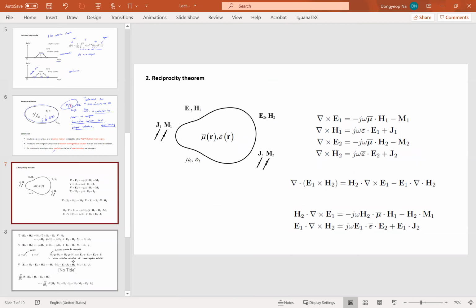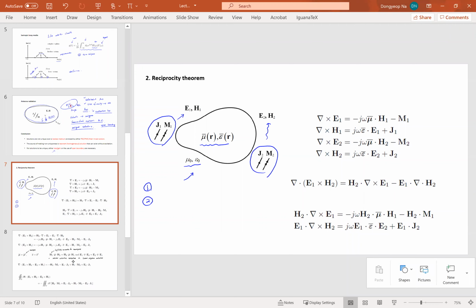And then let's move on to the second theorem, which is the reciprocity theorem. Okay. So we're going to consider the situation here. We have a medium and the vacuum. And we have the source on the left and the source on the right, two sets of sources. They are independent, meaning that in the first scenario, we just turn on the first set of sources, so that it will produce the field E1 and H1. And in the other scenario, we just turn on the second set of sources, and it will produce the second set of field solution denoted by E2 and H2.